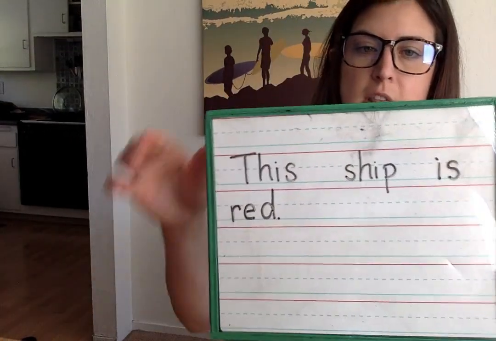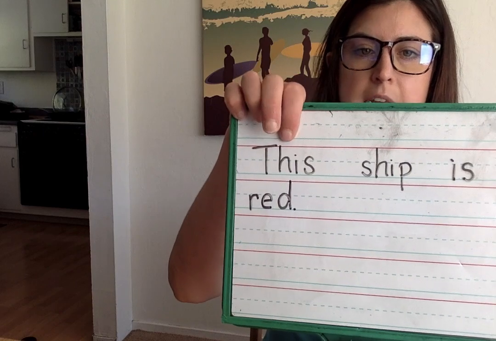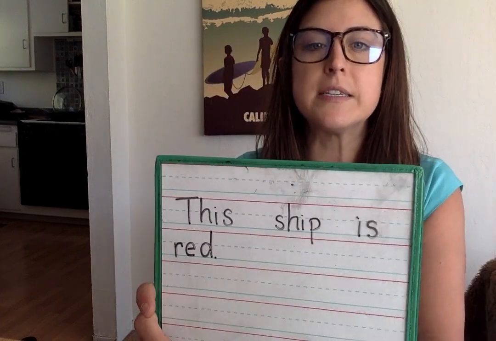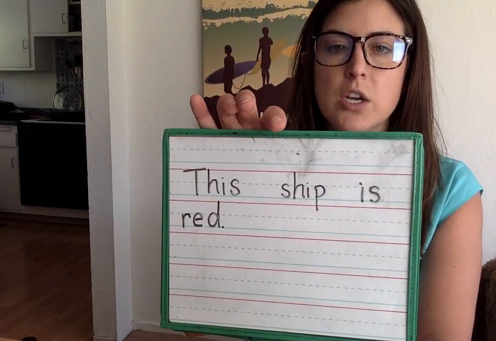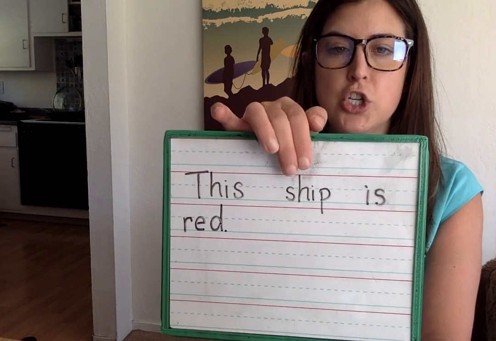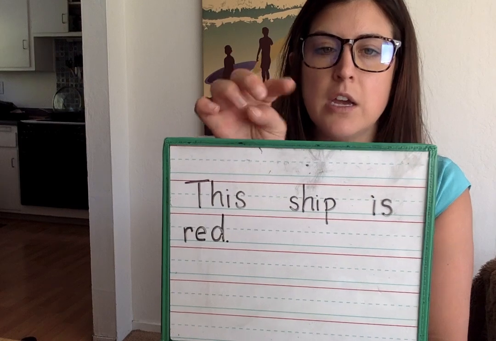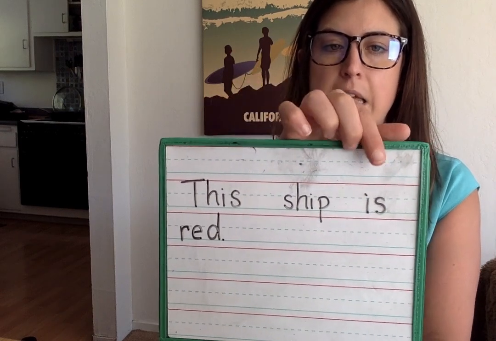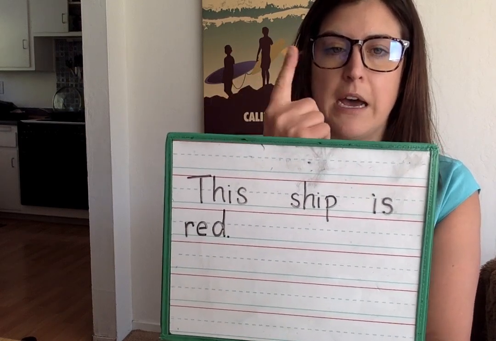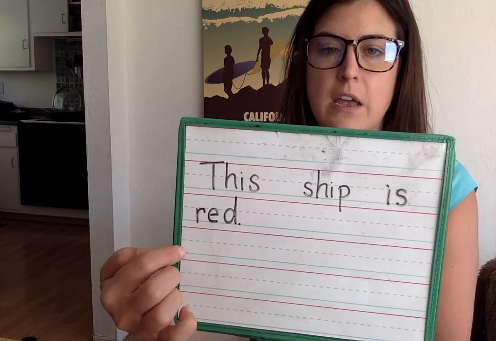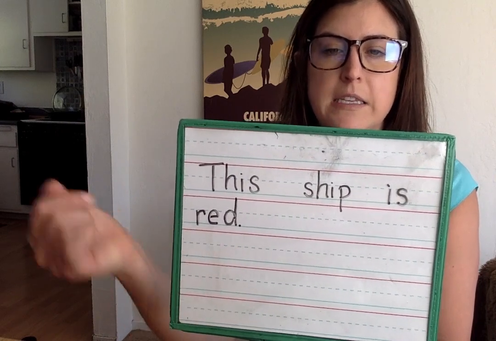Okay, so I mentioned this has a digraph. It was T and H that make the sound. This ship, sh, is a digraph. It's S and H that make the sh sound. Ship is a snap word. I-S spells is, and then red, R-E-D.